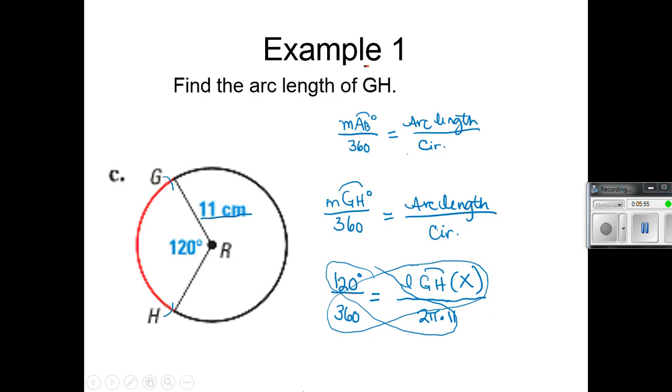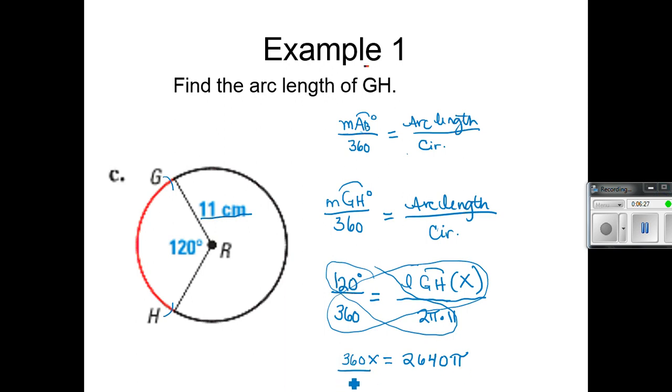So we can say x is equal to, I need to get my calculator out here, 120 times 2 times 11 would be 2640 pi. Okay, notice I didn't type in the pi.